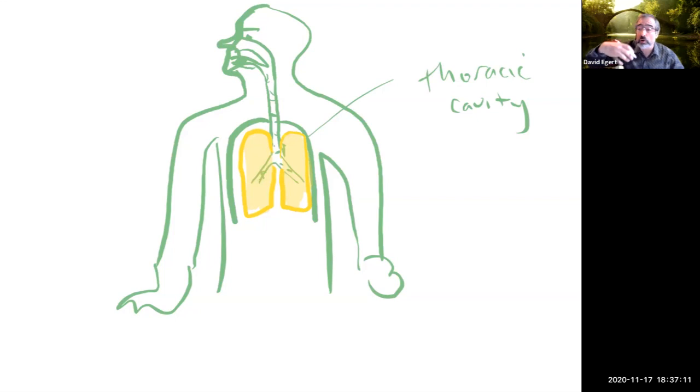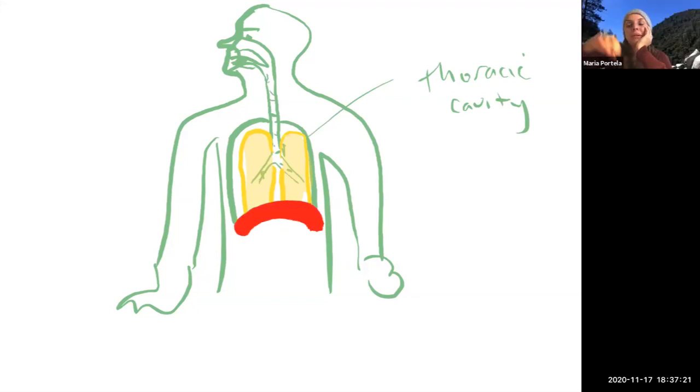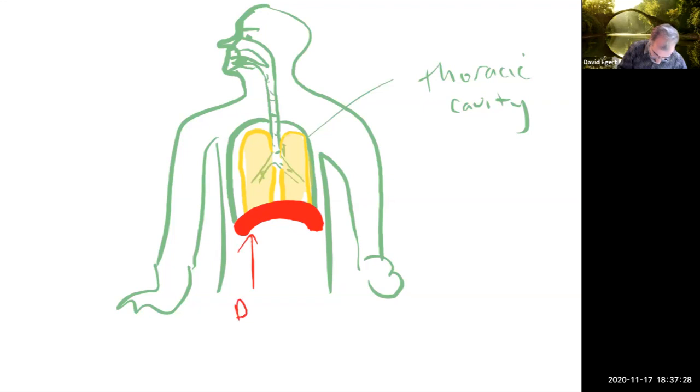What forms the lower boundary of the thoracic cavity, the division between the thoracic and the abdominal cavity? Diaphragm. The diaphragm. So here's my diaphragm, which is important to realize: when the diaphragm contracts, it will flatten out. If you think about this thing getting more taut, it will move down as it contracts. So when the diaphragm contracts, it's going to increase the volume of the thoracic cavity.